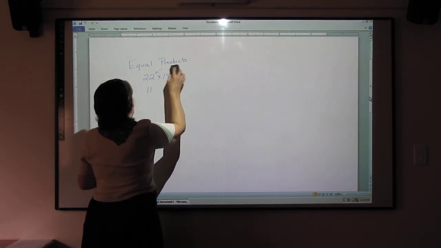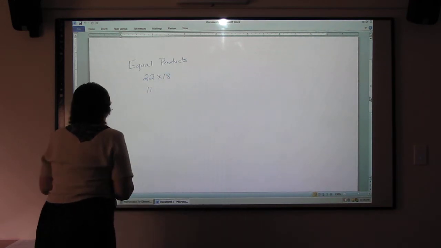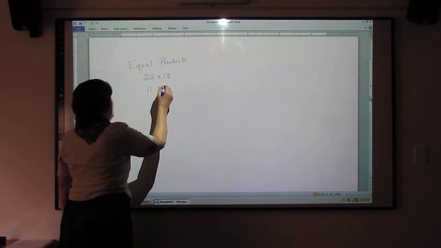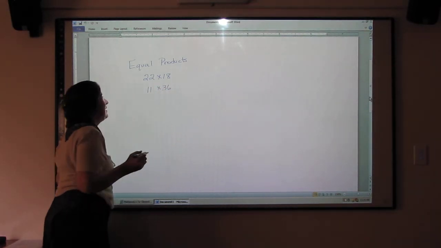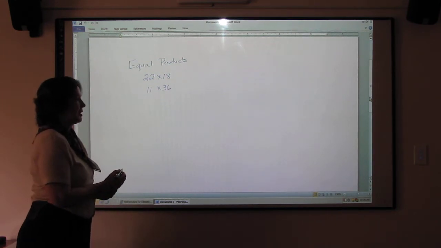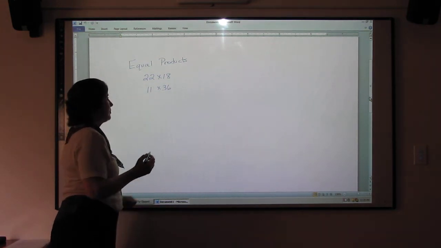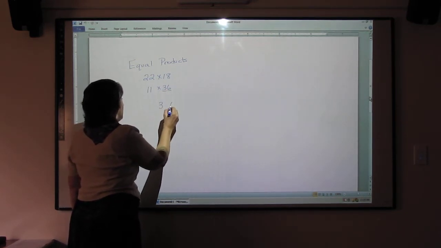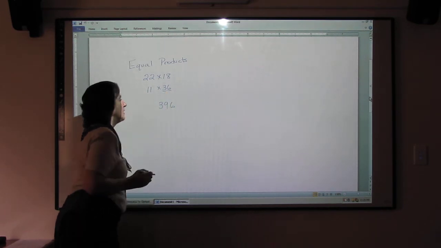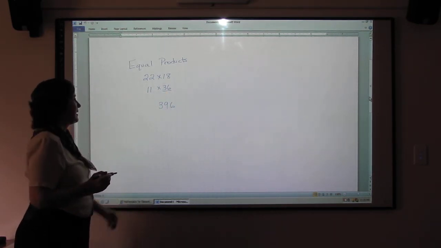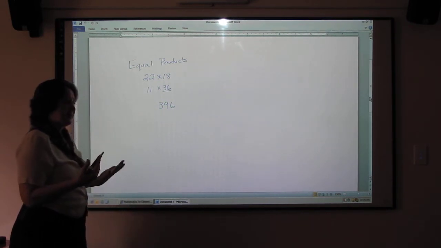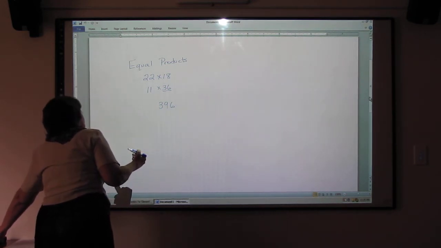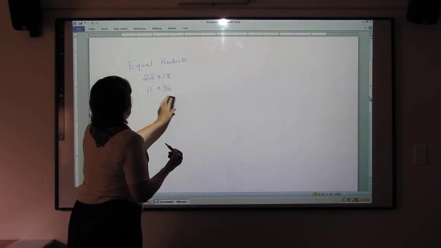So I'm going to, I already said, make my 22 become 11, which means I divided it by 2, so that means, therefore, I must multiply this by 2. And here I get to teach you a cute little trick for multiplying by 11. Any number you multiply by 11, you take the number and split it apart and add up the 2 pieces and put it in the middle. So 11 times 36 is 396. Very simple to do in your head. That would be one way of solving the equal products.